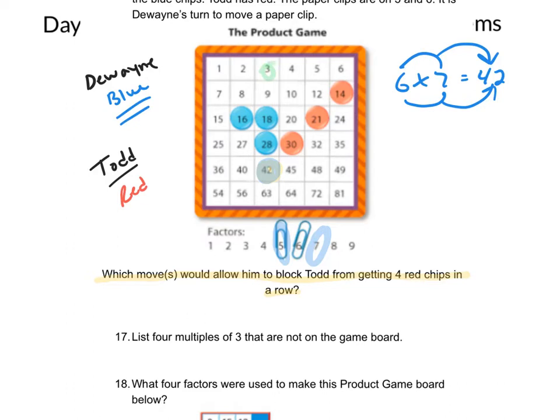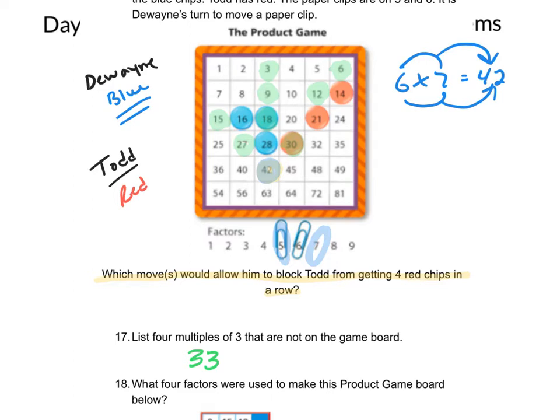So 3 times 1 is 3. 3 times 2 is 6. 3 times 3 is 9. 3 times 4 is 12. 3 times 5 is 15. 3 times 6 is 18. 3 times 9 is 27. 10 times 3 is 30. 11 times 3 is 33. Well, there's one right there. 33 is not on the game board.